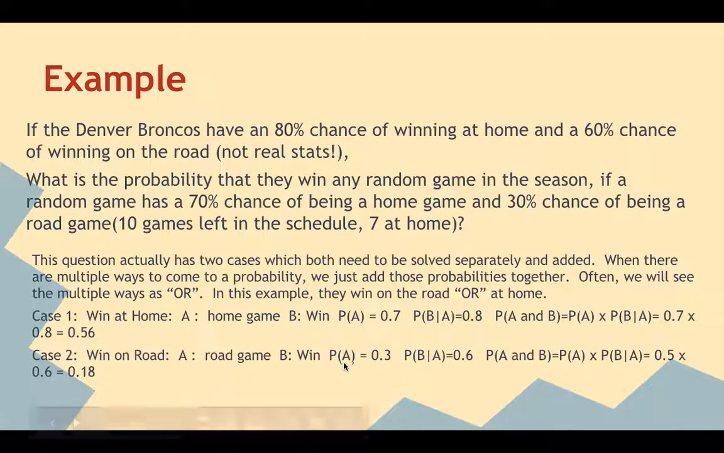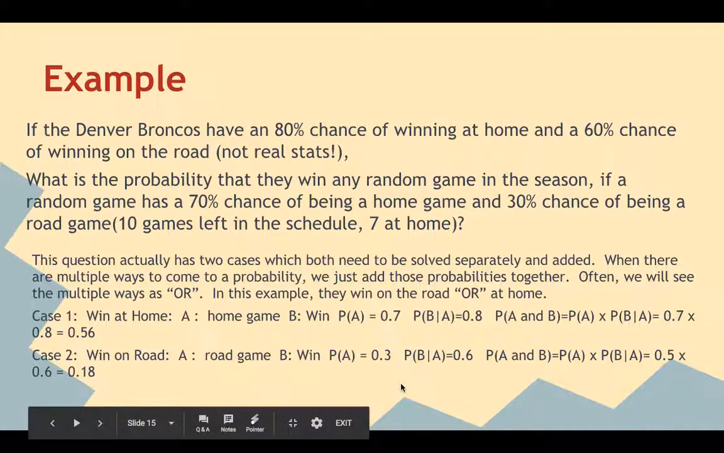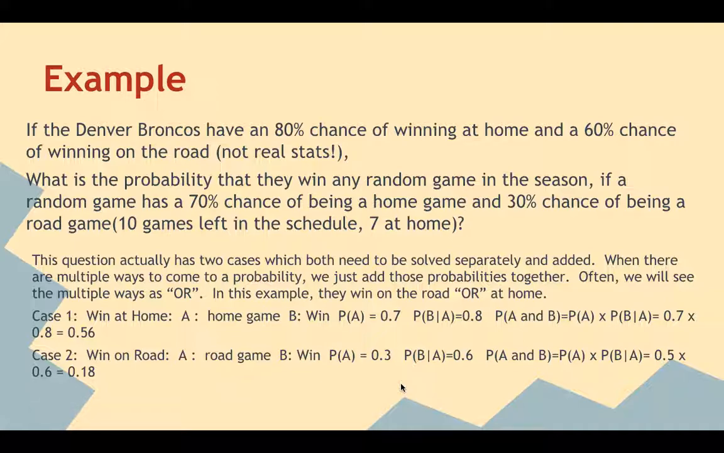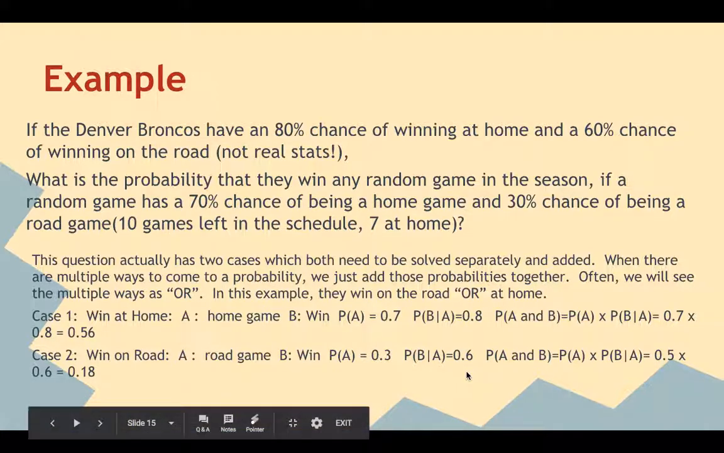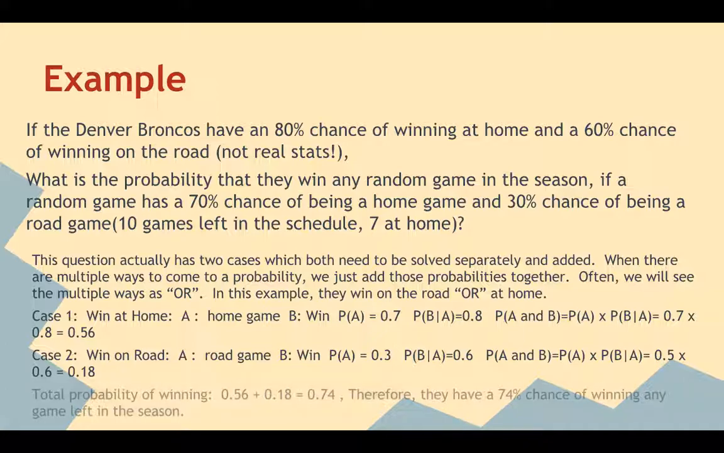The second case is winning on the road, and so we know that the probability of it being a road game is 30%, because we're just going to say that there's 3 games that could be a road game. And the probability of winning, given it's a road game, is only 60%. And so if we multiply 0.3 times 0.6, the probability of winning on the road is 18%. The probability of it being a road game and them winning is 18%. If we add those two up, we have a 74% chance of winning any game left in the season. So we just say there's 10 games left, and you have a 74% chance of winning any of those, really the next game.